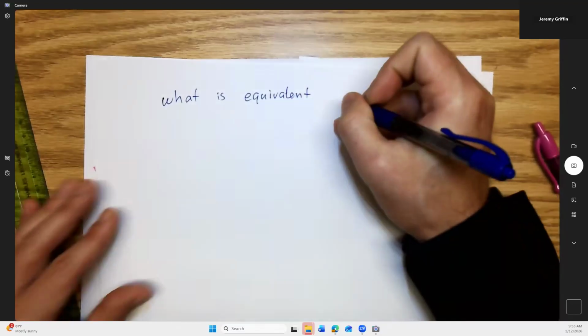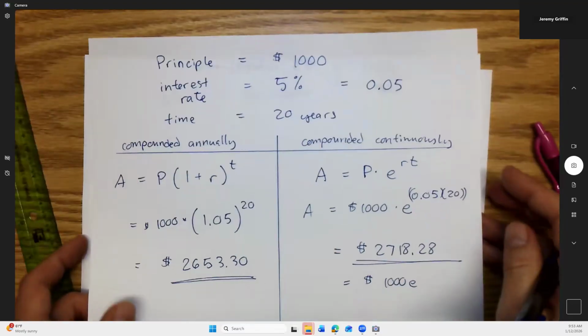Can you go back to the last page real quick? This right here? Yeah. Okay.